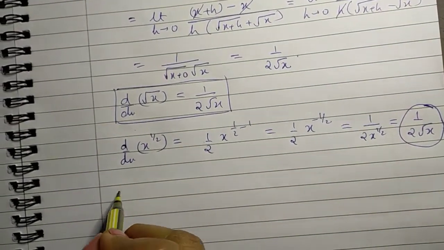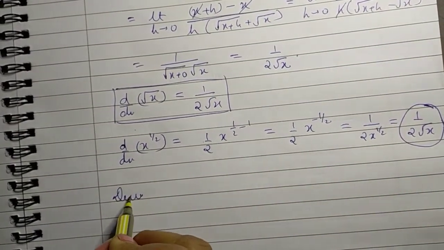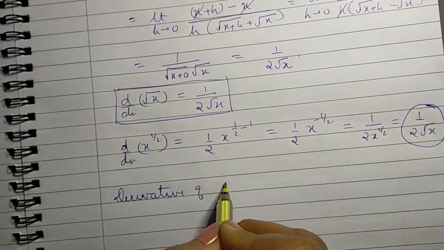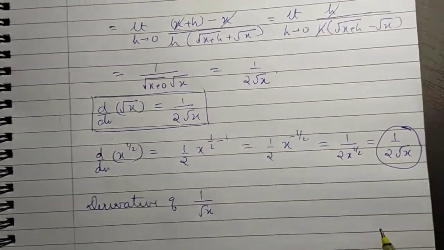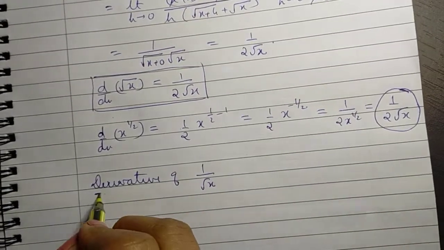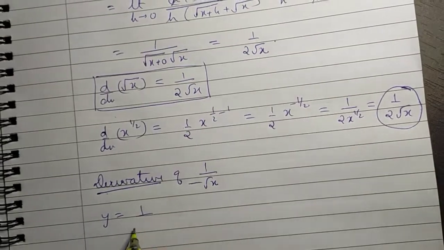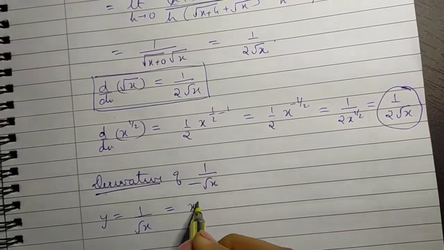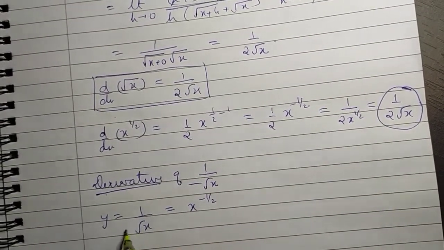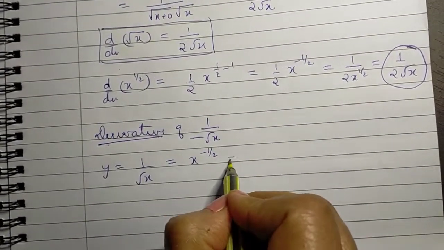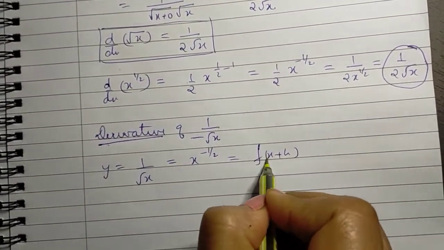Now let's check the derivative of a negative fraction. Derivative of 1 upon root x. So we can write it as y is equal to 1 upon root x, which can actually be written as x raised to the power minus half. Let's write it as f of x plus h.